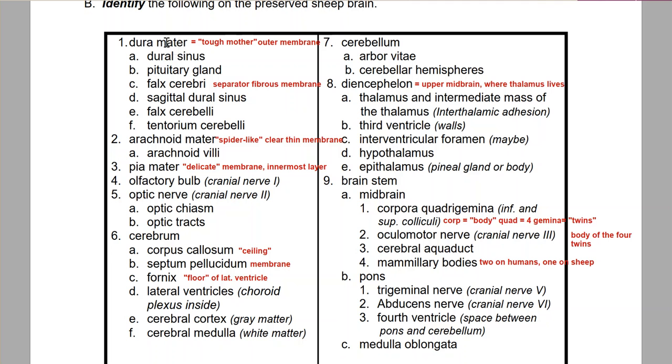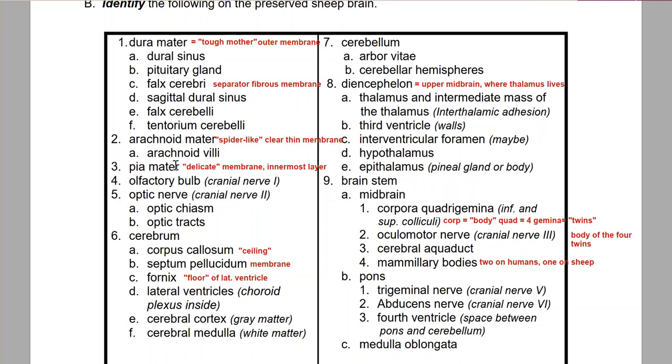Dura mater literally is German for tough mother, and so it's the tough outer fibrous wrapping. Arachnoid mater, what does arachnoid make you think of? It's spiders, right? And so it's a spider-like clear membrane. It's kind of like that weird thin little clear membrane you sometimes see on a chicken breast, but it has capillaries underneath of it. And so the capillaries end up looking kind of like little spider veins.